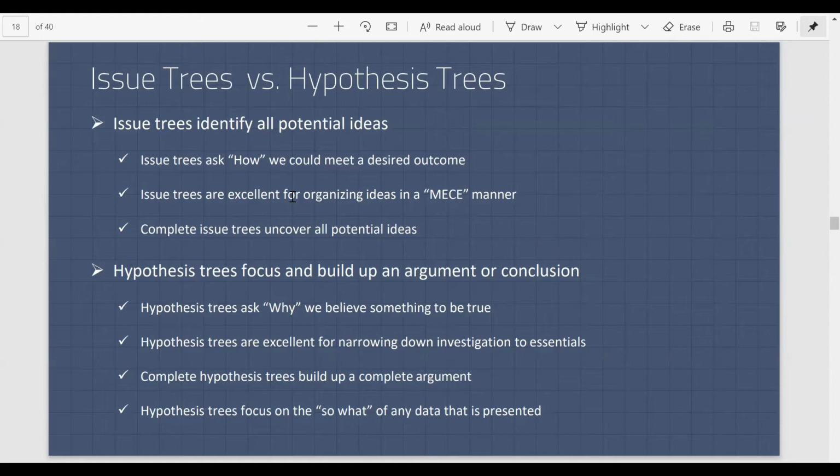So the great thing is that you will never risk looking stupid after doing the entire work on behalf of your team and going to the client, and the client asking, hey, what about this? And you are stupefied there, just thinking, oh, we did not think about it. That will never happen if you work with issue trees.